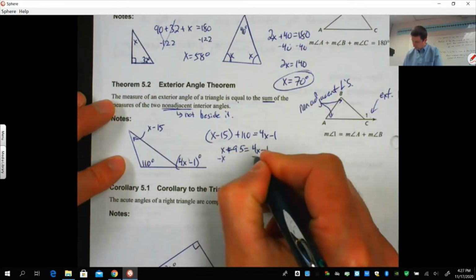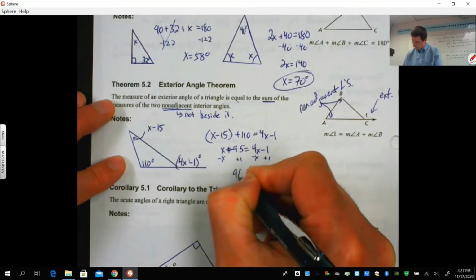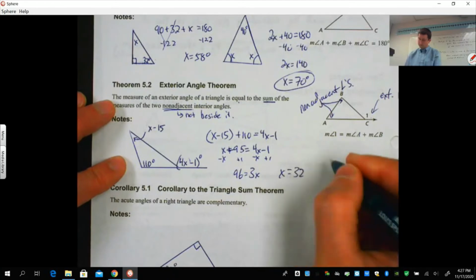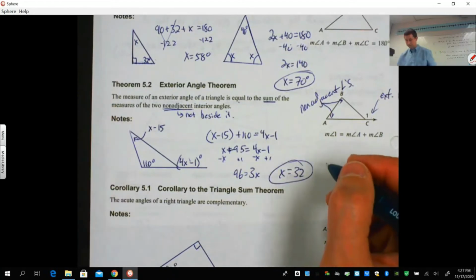Let's minus the x over. We'll add the 1 over here. 96 equals 3x. So we get x equals 32. X would equal 32.